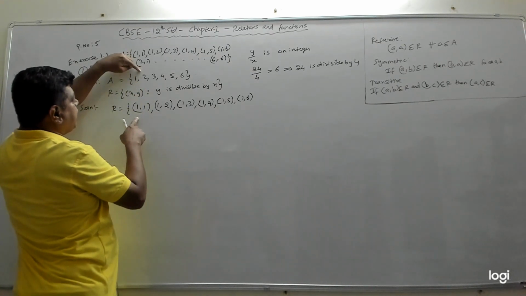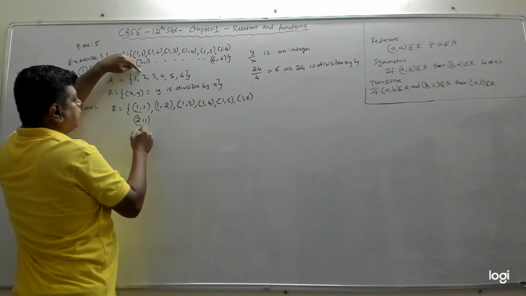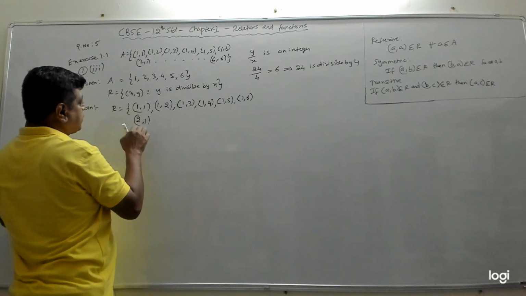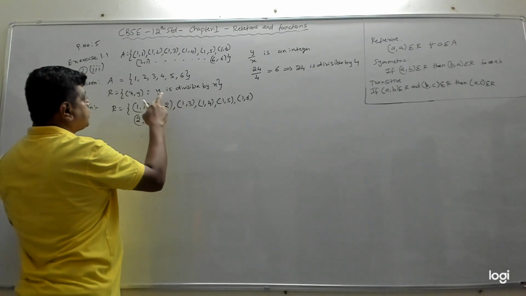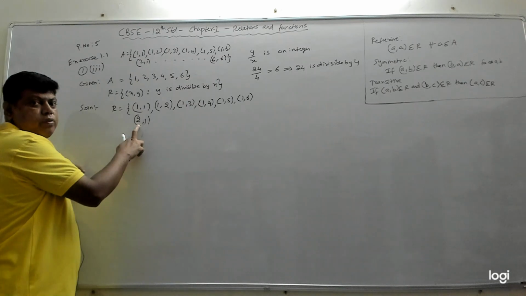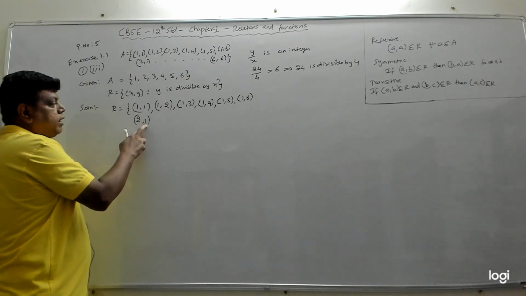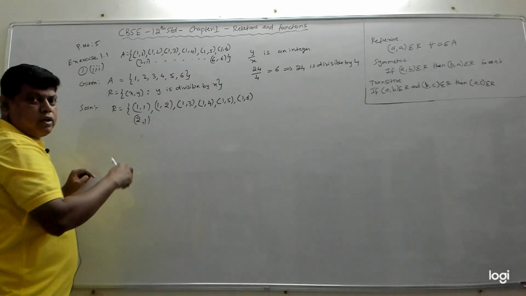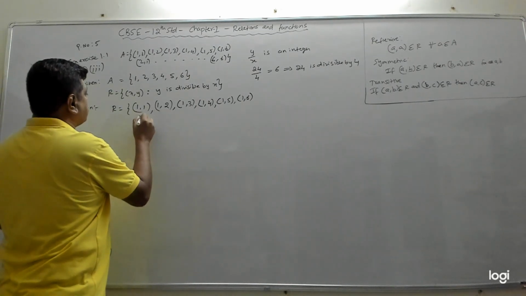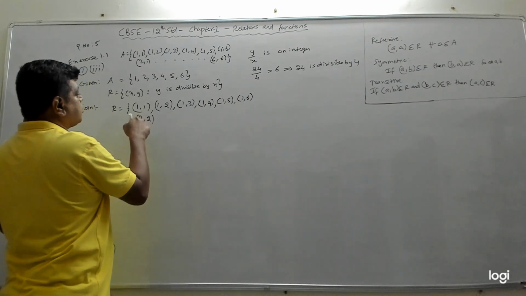If I suppose 2 comma 1, we cannot write it here, because we have to check: 2 comma 1 means y is 1. Is 1 divisible by 2? No, 1 is not divisible by 2. 2 is divisible by 1. So 2 comma 1 won't come. 2 comma 2 will come because 2 is divisible by 2.